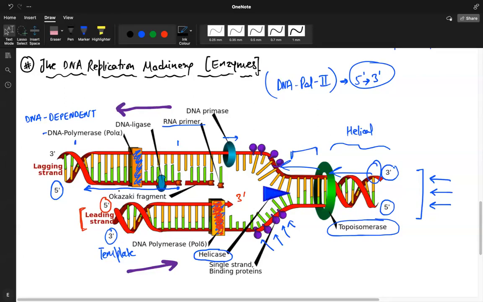This discontinuous strand is called Okazaki fragments and is joined together by an enzyme called DNA ligase.